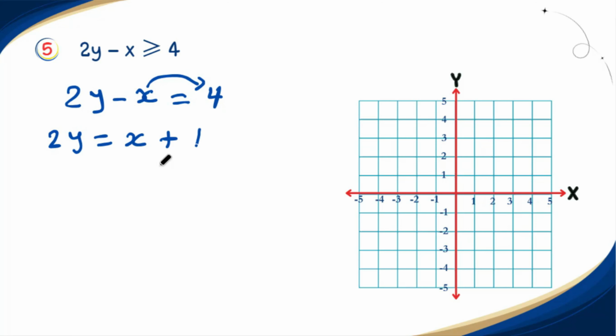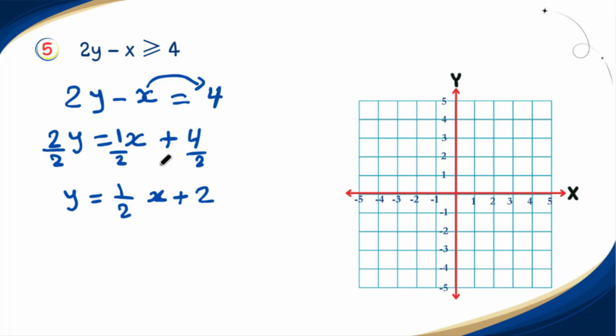Now we have a problem with this too. No number opposite y should be here. Then how can we cancel it? Divided by 2, divided by 2, divided by 2. The number opposite x here should be 1. Then y equals half x plus 4 divided by 2, which will be 2.